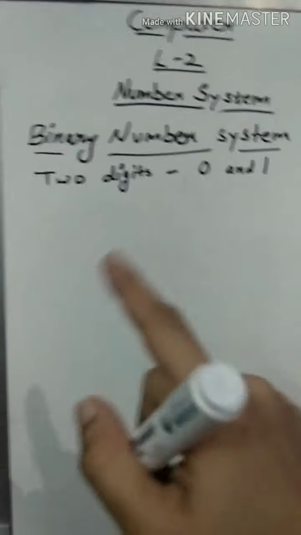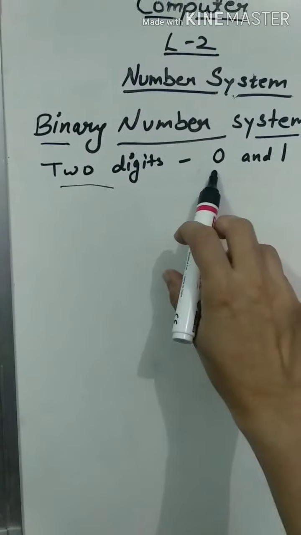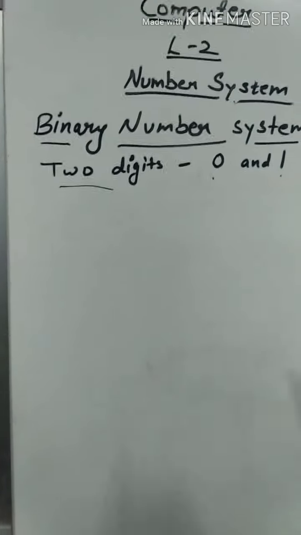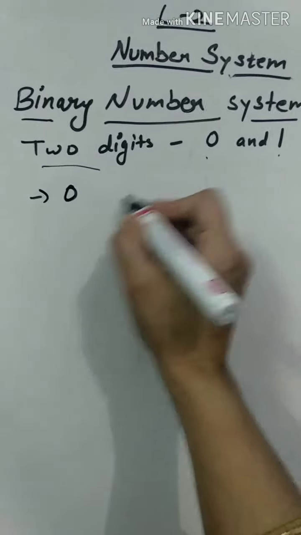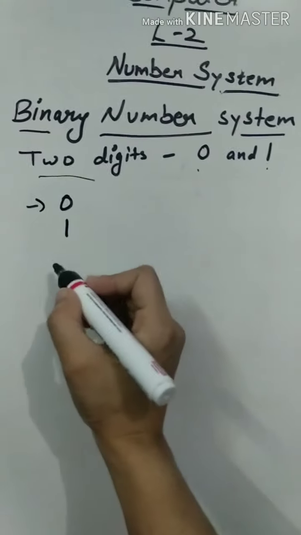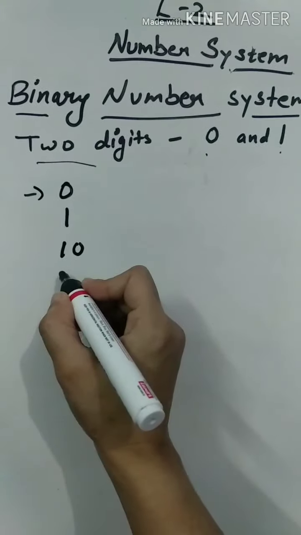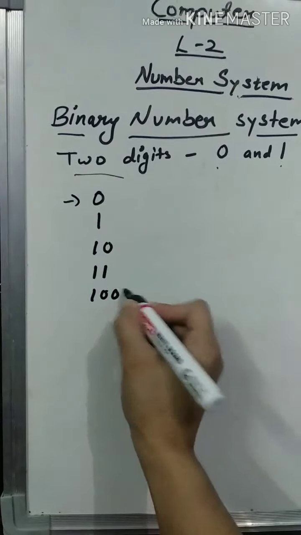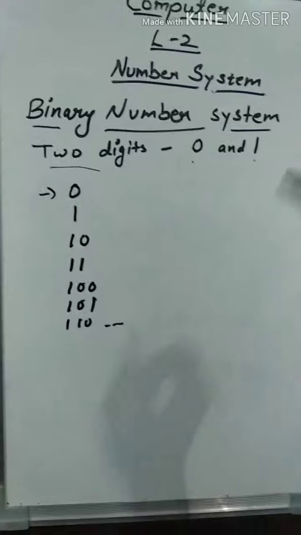Now we are going to understand the binary number system. As we all know, the binary number system has only two digits, that is 0 and 1. So we form numbers by using these digits. First comes 0 and then 1. Then after that, to get a number greater than 1, we put 0 at the right of 1. The next number we form is 1 1. Then 1 0 0, 1 0 1, 1 1 0, and so on.